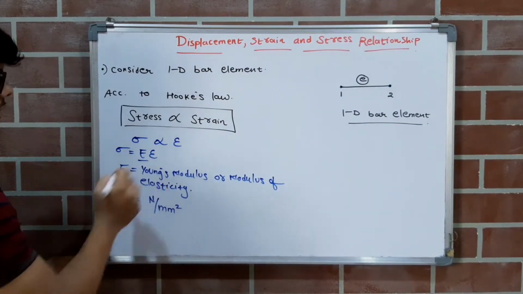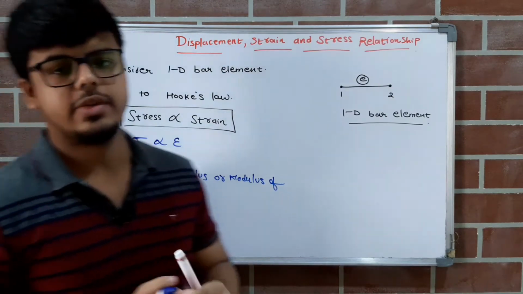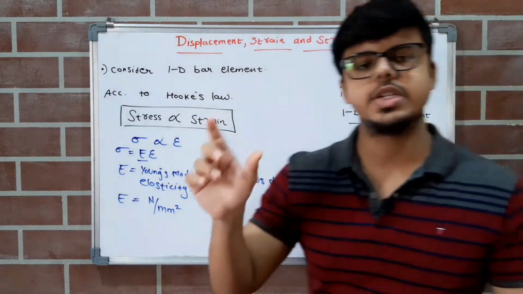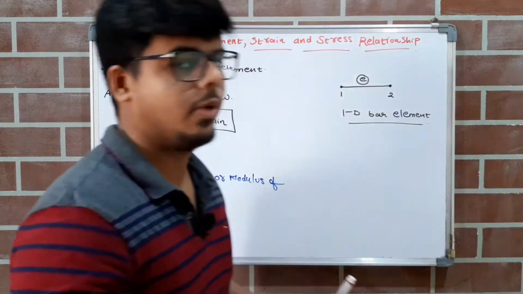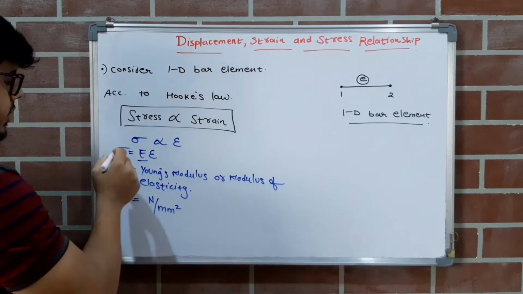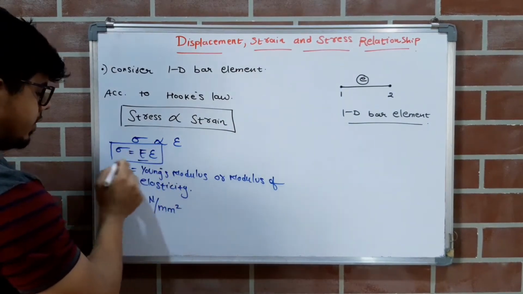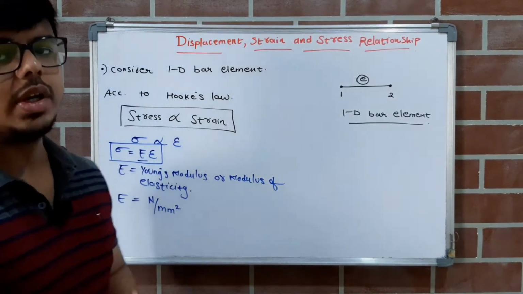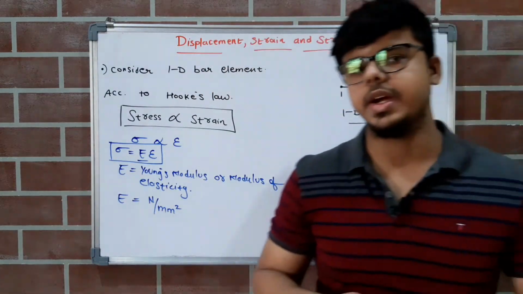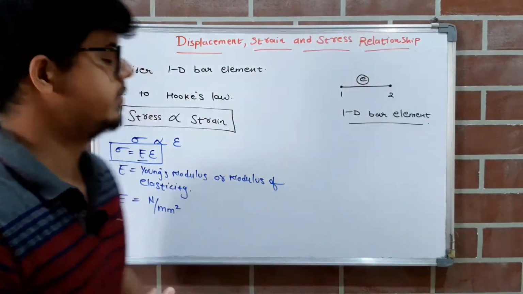What is the unit for strain? Strain is a unitless quantity. Why? Because strain is defined as deflection upon original length, or change in length upon original length. So length upon length, it is a ratio, so it will be cancelled. So strain will be unitless. And what is the unit of stress? It is also Newton per mm square. Why? Because stress is defined as force per unit area. So Newton per mm square.